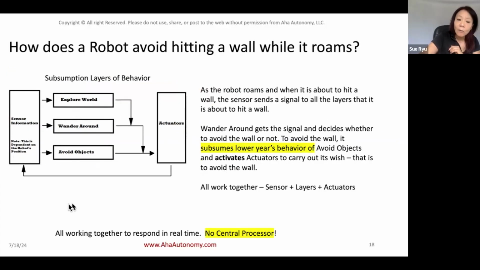Now, next, I want to also introduce two other major functions of robotics subsumption architecture. That is sensors and actuators. The function of the sensor is to monitor its surroundings and send signals to all the layers that need them. And the actuator is the one that actually carries out the action that needs to be done.